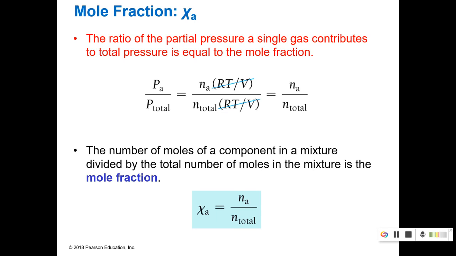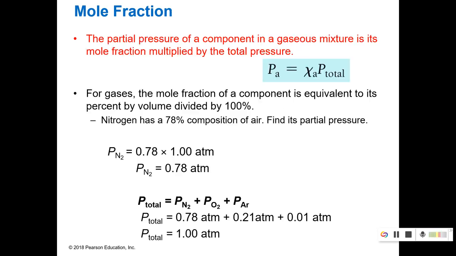Okay, we can also get mole fractions from this. A mole fraction is the moles of one gas over the total moles in the mixture. And then to get a partial pressure, we can multiply that mole fraction by the total. So if I have 0.78, that's my mole fraction, and my total is 1, that means I have 0.78 atmospheres of nitrogen pressure.